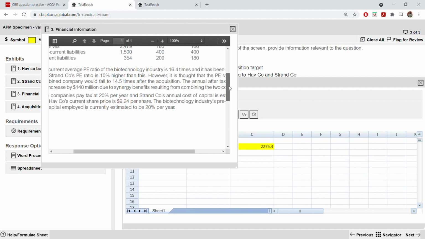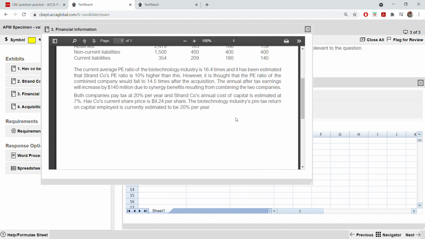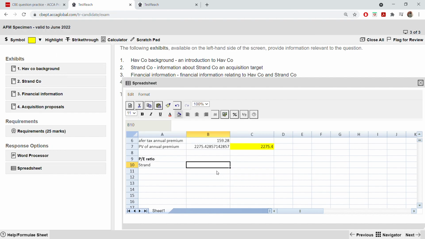If you see here, they told us, I'm going to make this big. Strength: the current PE ratio of the biotechnology industry is 16.4 times, and it has been estimated that the Strength PE ratio is 10% higher than this. They didn't give it directly. That means it will be 1.1 into 16.4, because it is 10% more. Multiply by 16.4, which is 18.04, or you can simply take 18. Format cell, take this to 18.